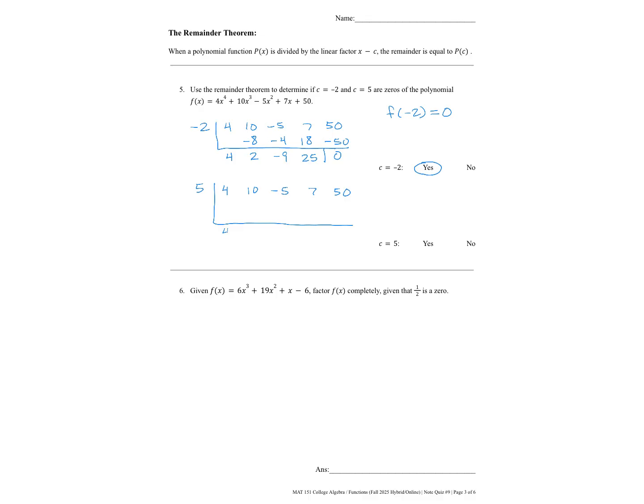Bringing down the 4 and multiplying, we get 20. 10 plus 20 is 30. 5 times 30 is 150. Add that to -5 and get 145. 5 times 145 is 725. Add that to 7 and get 732. And then 5 times 732 is 3,660. Add them up and get 3,710.